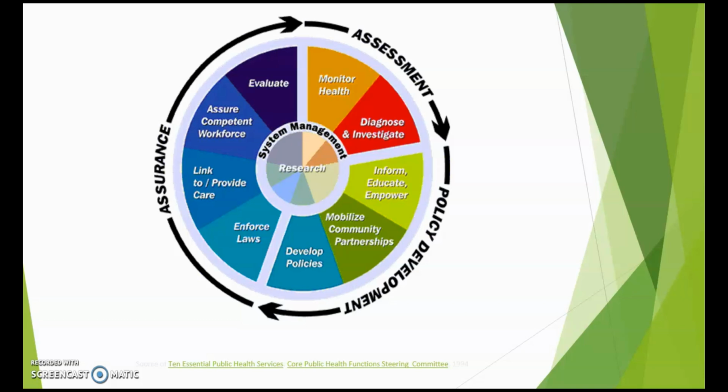Now, as you can see here, those are all interconnected. So from evaluate to monitor health, between assurance and assessment, from diagnose and investigate to inform, educate, empower in policy development, and finally develop policies and enforce laws between policy development and assurance. So this is a good model to understand system management from the perspective of public health.